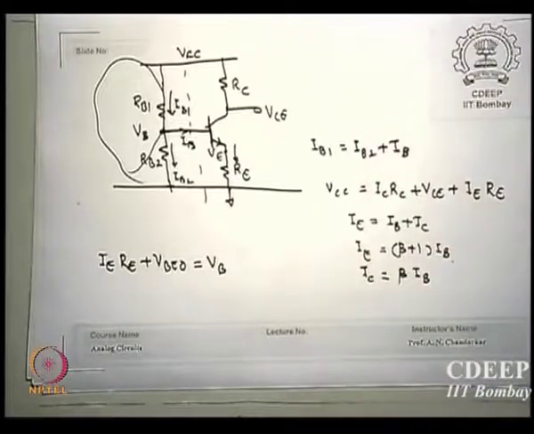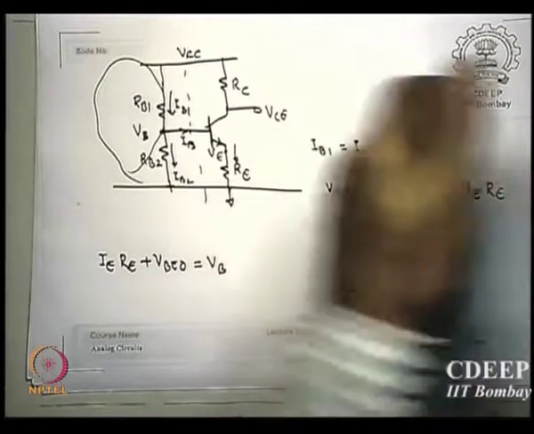10 microamps. If IB1 and IB2 are at least one order or two orders more, means how much? 10 times is one order, 100 times is two orders. If IB1 and IB2 are at least an order or above two orders more than IB, I can neglect IB. Is that clear? I can neglect IB and solve. So every time you need not do long calculations.